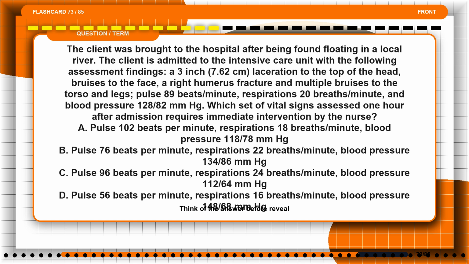A. Pulse 1-2 beats per minute, respirations 18 breaths/minute, blood pressure 178 mmHg. B. Pulse 76 beats per minute, respirations 22 breaths/minute, blood pressure 134/86 mmHg. C. Pulse 96 beats per minute, respirations 24 breaths/minute, blood pressure 112/64 mmHg. D. Pulse 56 beats per minute, respirations 16 breaths/minute, blood pressure 148/68 mmHg. Think of the answer before the reveal.